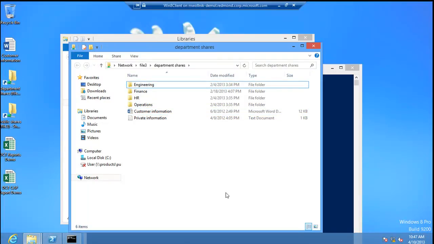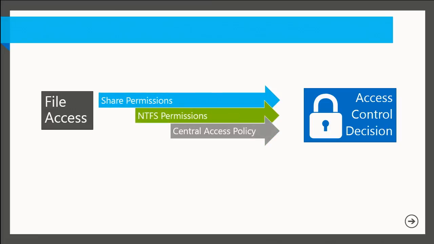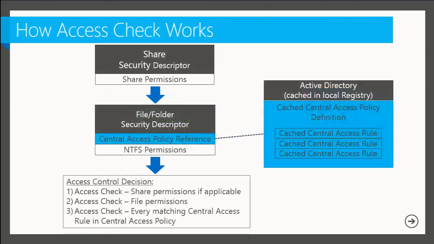So let's look at dynamic access control in a little bit broader manner. In the past, when accessing files on a share, we had two levels of security. We had share permissions, we had NTFS permissions. That determined if you had access to a file or not. Now with dynamic access control, we add the third level. We add what we call central access policies. Effectively, it just extended the concept that we already had of two levels of decision to a third one.